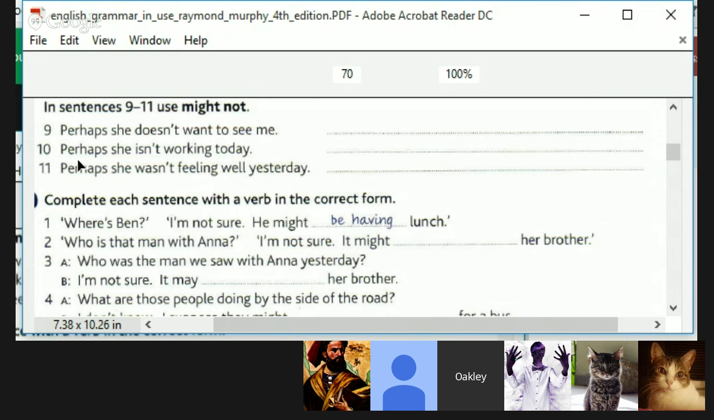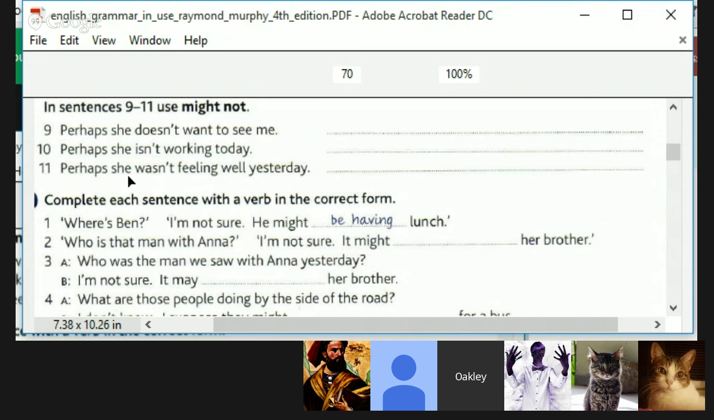Working today. She might not be working today. That's it. You got it. Very good. Okay. You guys are getting the idea here. All right. Reina, number 11.